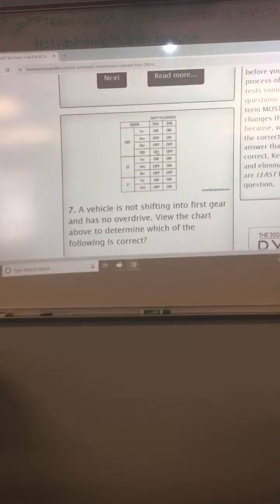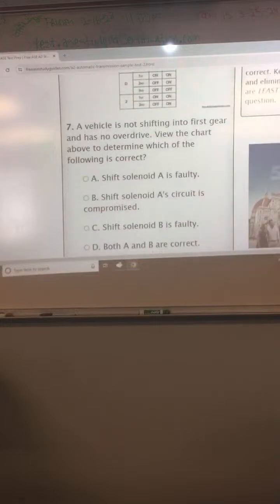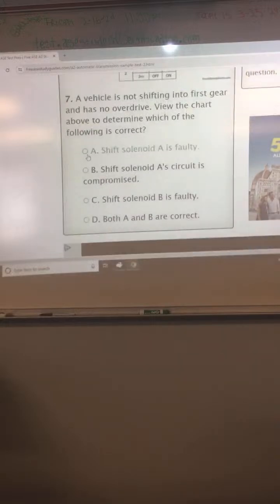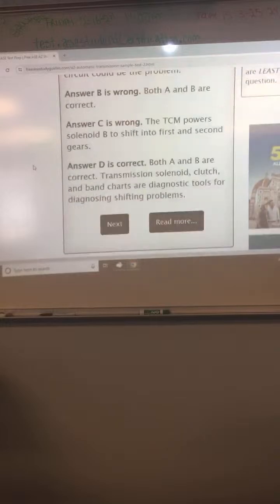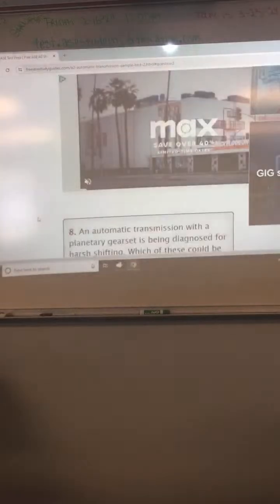Is it SSA? Shift solenoid A? It's faulty? Oh, never mind. Is that the different picture? Both of them. Oh, never mind. You're half right. At least I'm partially there.